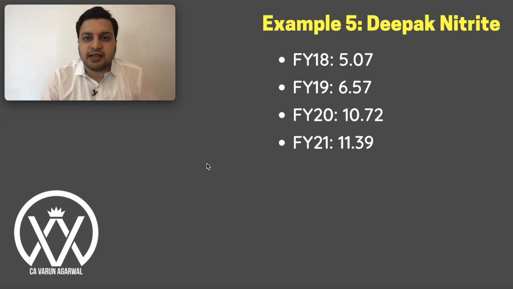So coming to the next example, in this we are trying to compare the inventory turnover ratio of the same company over a period of years. If you see for Deepak Nitrite, in FY18 it was about 5, FY19 about 6.5, FY20 about 10.7 and FY21 about 11.3. So what do you observe in this? You observe that over a period of 4 years, the inventory turnover ratio has continuously risen from about 5 to 11. So this shows that the company is getting more and more efficient in managing their inventory.